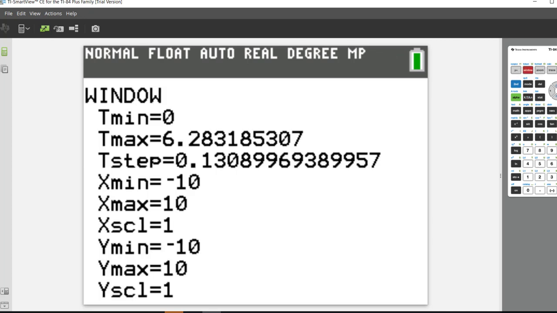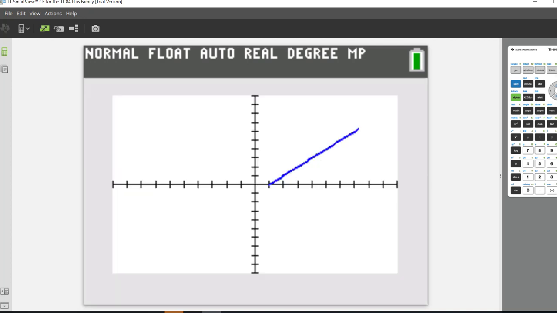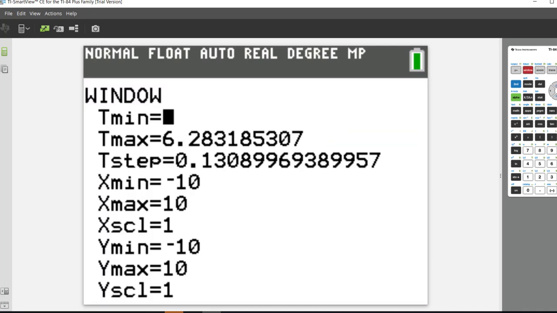Then you definitely want to look at your window settings. You want a very small t step. This is pretty good. There's your standard viewing window there. That's usually what you get. You get 2 pi for a t max. And so now when I hit graph, I'm only going to have this part of the graph because I didn't catch something in my window.